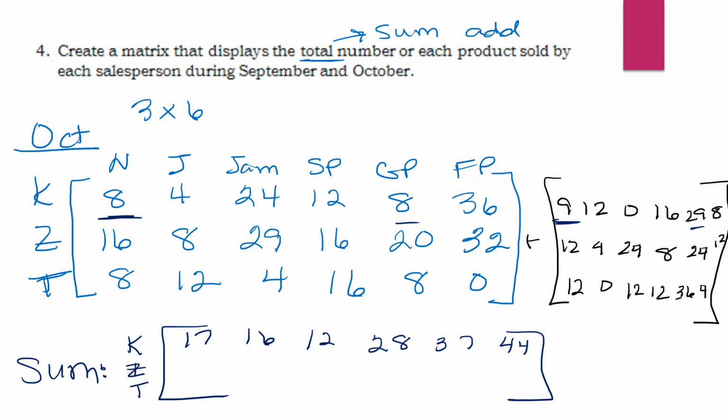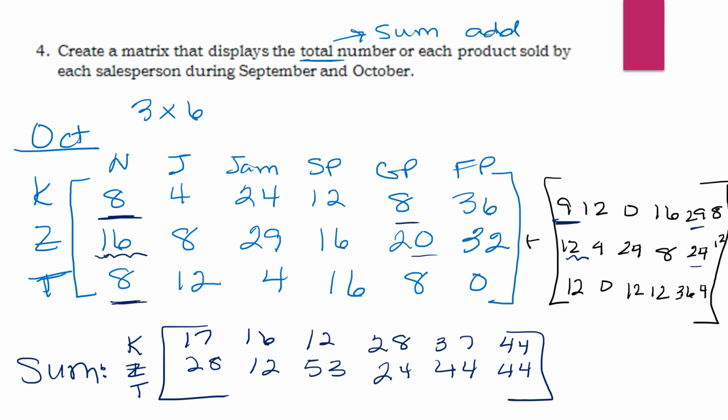For Zhang, we're going to go row 2, column 1. 16 and 12 will give us 28. 8 and 4 gives us 12. 29 and 24 is 53. Sorry for my yucky handwriting. 16 and 8 is 24. 20 and 24 is 44. And then the last one's 32 and 12, which is also 44.